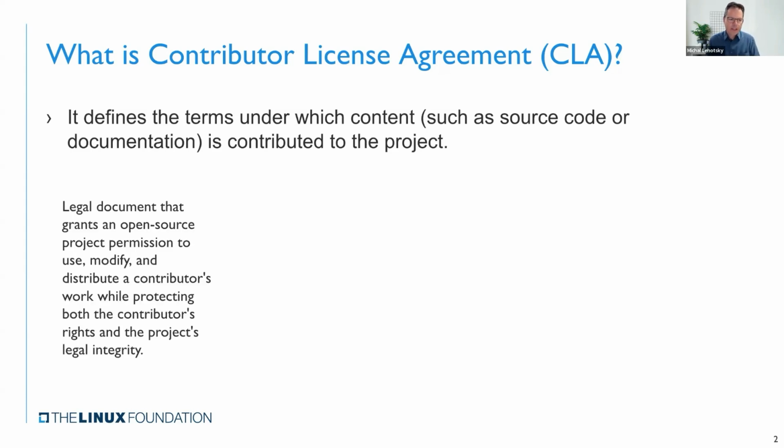I found another, a little longer. So CLA is the legal document that grants the open source project permission to use, modify, distribute contributors' work, while protecting both the contributor and the project as well. And again, contributor can be organization or people who are representing the organization and individual contributors.